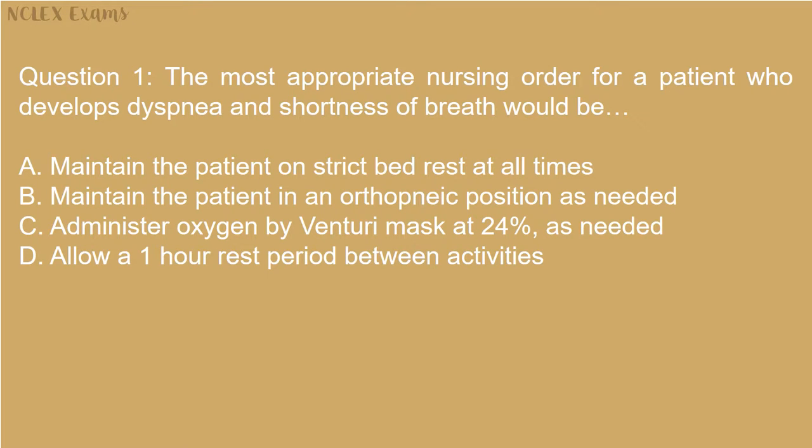Question 1. The most appropriate nursing order for a patient who develops dyspnea and shortness of breath would be: A. Maintain the patient on strict bed rest at all times. B. Maintain the patient in an orthopneic position as needed. C. Administer oxygen by Venturi mask at 24%, as needed. D. Allow a 1 hour rest period between activities.